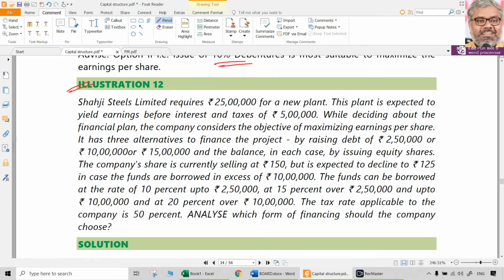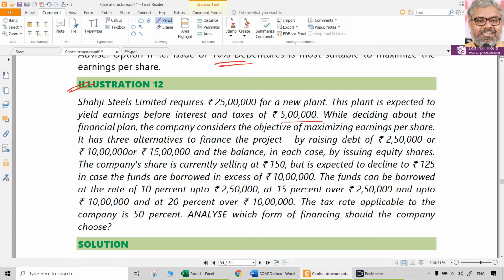Shaji Steels Limited requires 25 lakhs rupees for a new plant. That is the money they are requiring. This plant is expected to yield earnings before interest and tax of 5 lakhs. While deciding about the financial plan, the company considers the objective of maximizing EPS. Like any company, same thing.